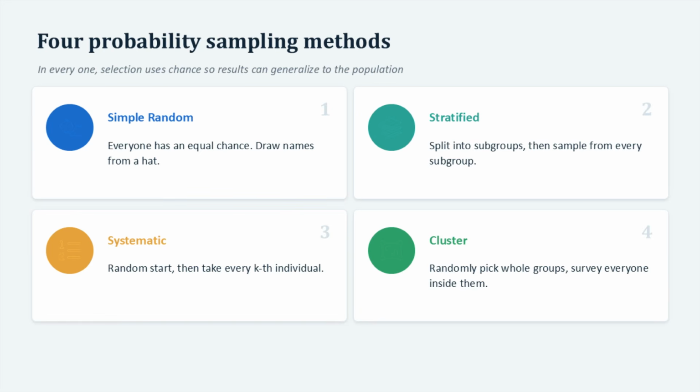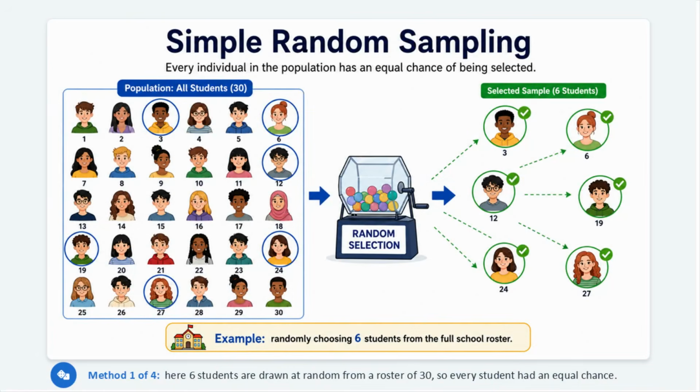And we'll start with simple random sampling. Okay, so let's take a look at this picture because it really captures the whole idea of simple random sampling in one image. On the left, you can see the full population. There are 30 students total. Every one of those students is a possible choice. In the middle, you see the random selection process. That's really the heart of simple random sampling. We're letting chance do the choosing. And on the right, you can see the final sample.